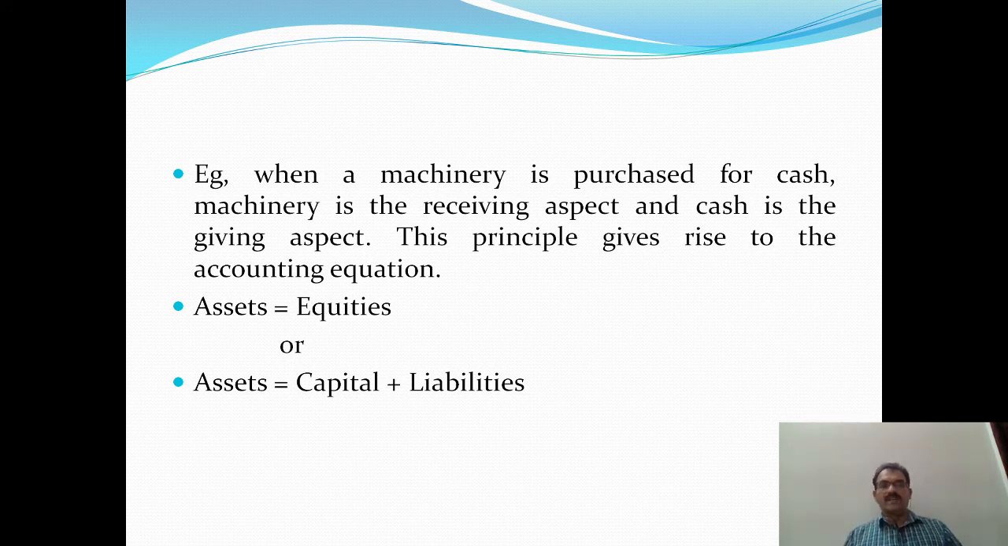This principle gives rise to the accounting equation. What is the accounting equation? Assets is equal to equities. We can divide the equities into two, capital plus liabilities. Assets is equal to capital plus liabilities. Capital means the amount contributed by the owner, plus liabilities. Liabilities means the amount due to the outsiders.